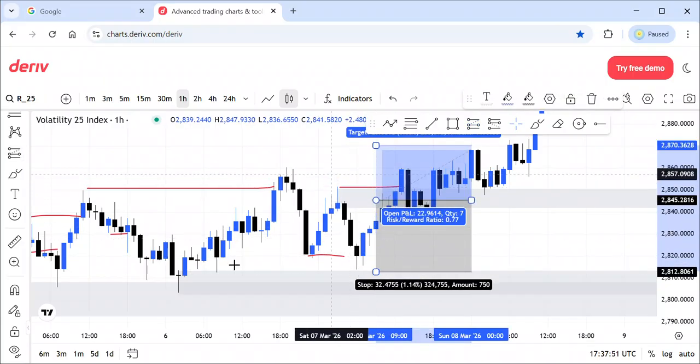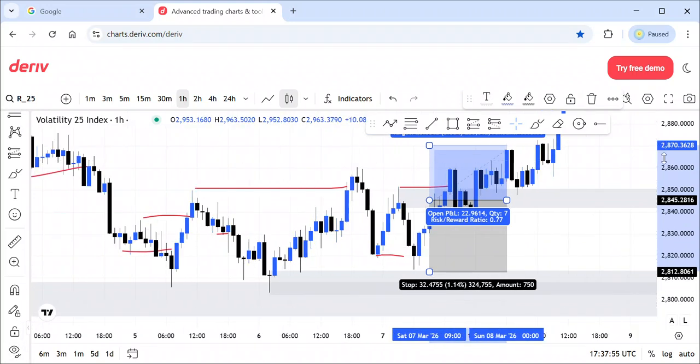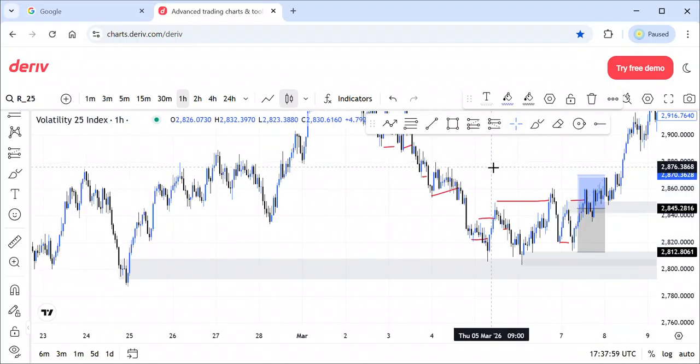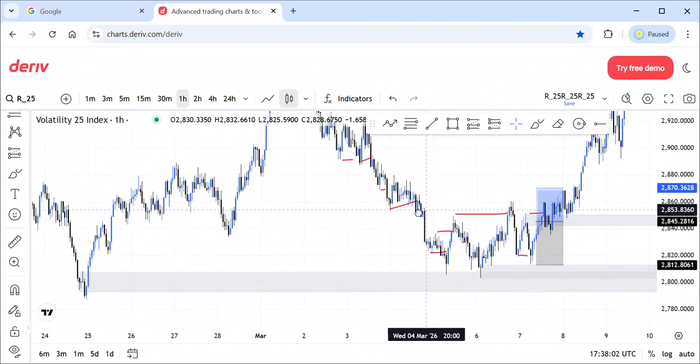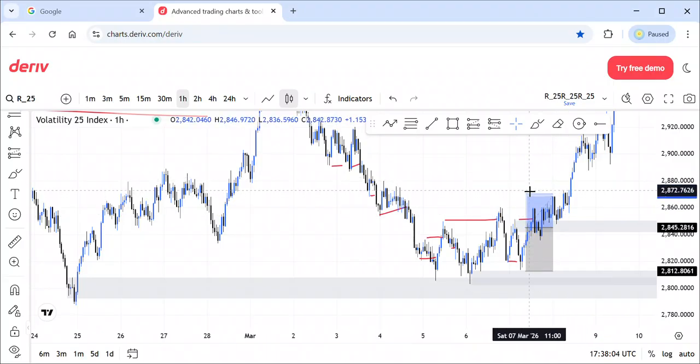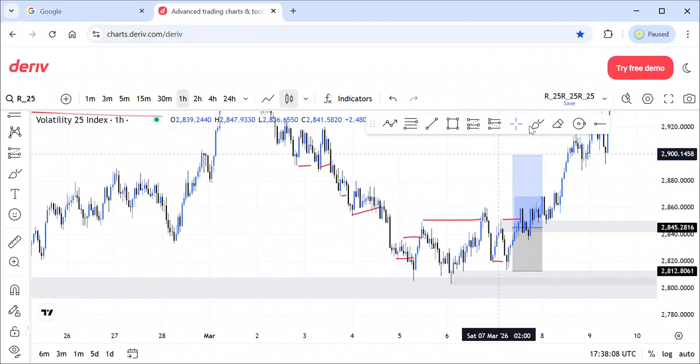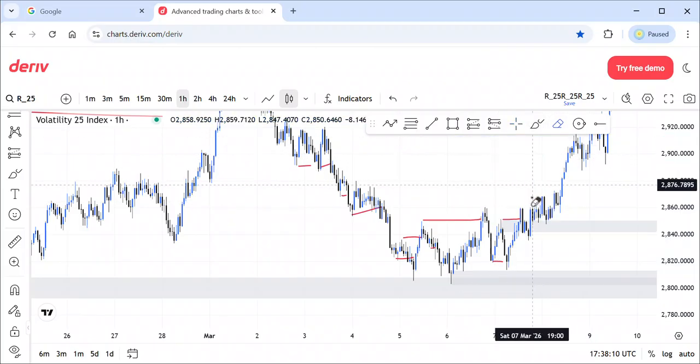Then you target wherever you want to be targeting. Easy peasy, no stress. So that's how to trade breaker block professionally. Are you getting me? So that's how it is.